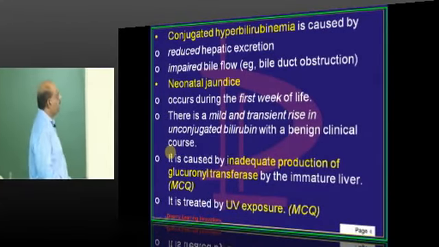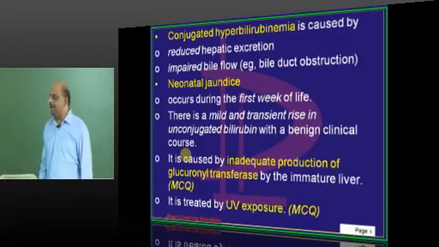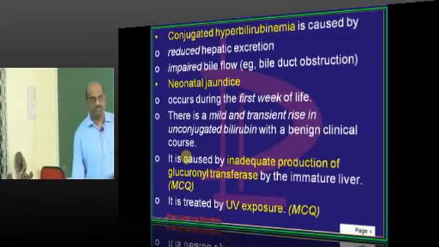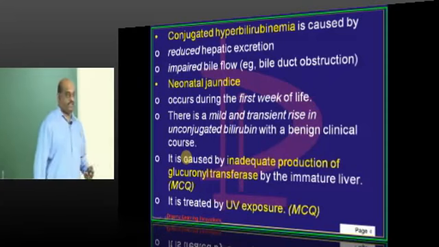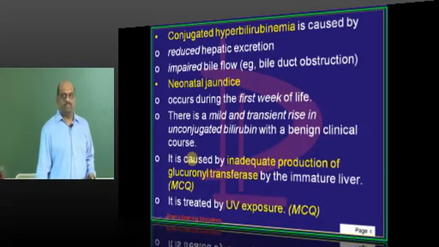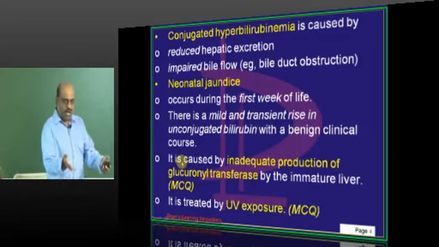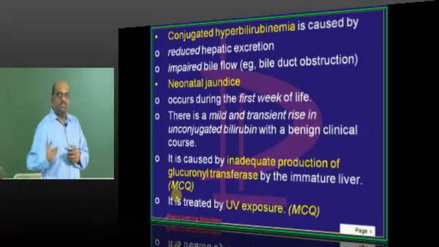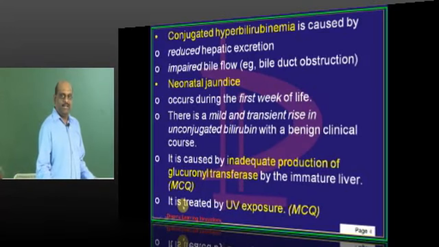Now, what leads to conjugated hyperbilirubinemia? A very important question. Any reduced hepatic excretion: manufacturing of the conjugated bilirubin happened in the liver, but the liver doesn't know how to excrete. That can lead to storage of the conjugated bilirubin, which is synthesized within the liver only, it remained. From the liver it jumped directly into plasma, leading to conjugated hyperbilirubinemia.